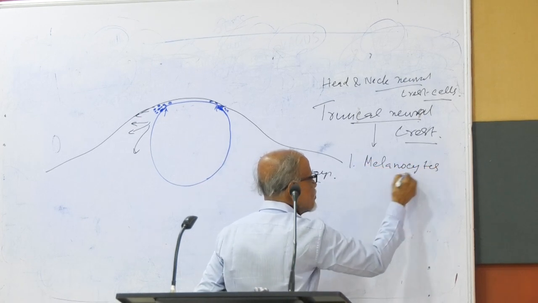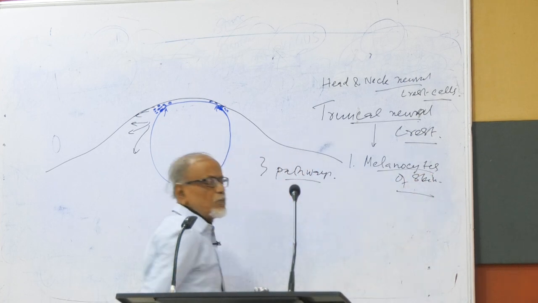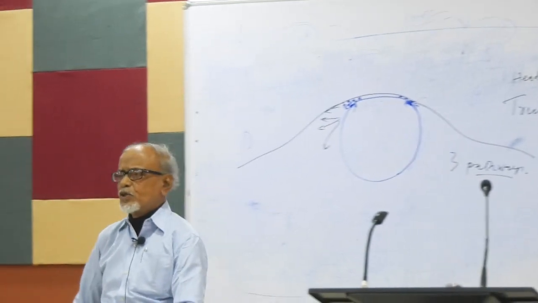Melanocytes of skin. Think about it, a group of epidermal cells which impart color to the skin, and that color is very important for we people who live in the tropics.